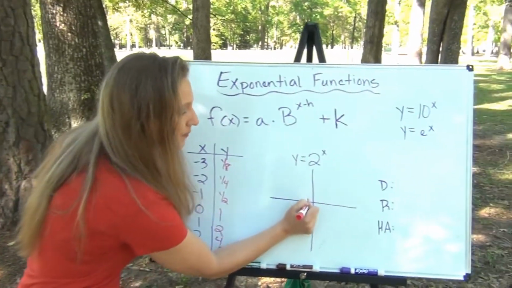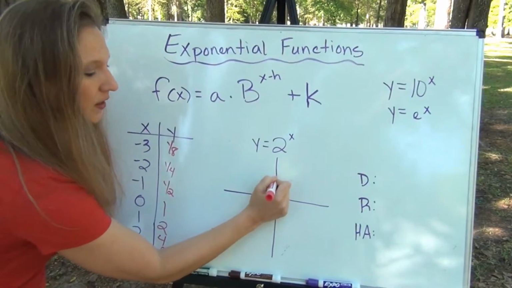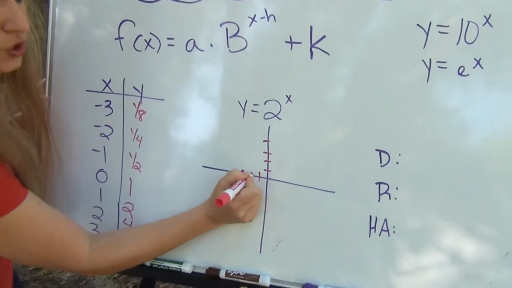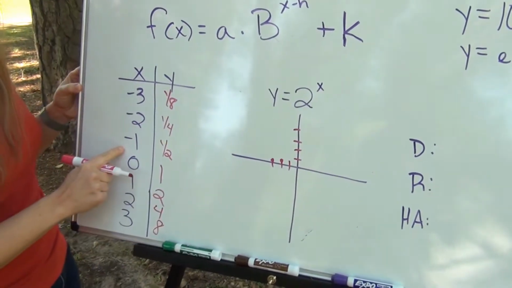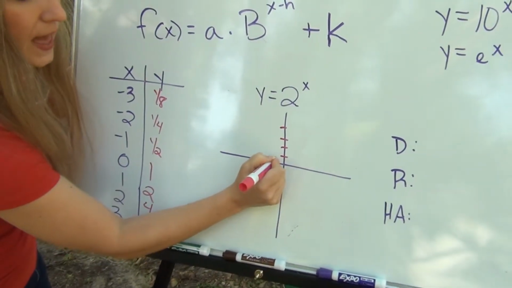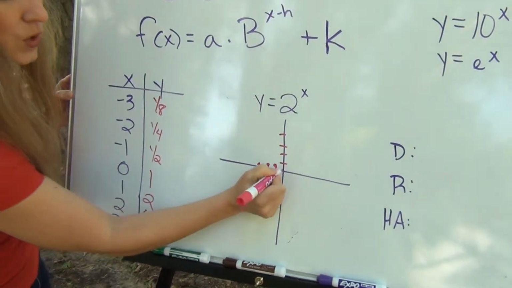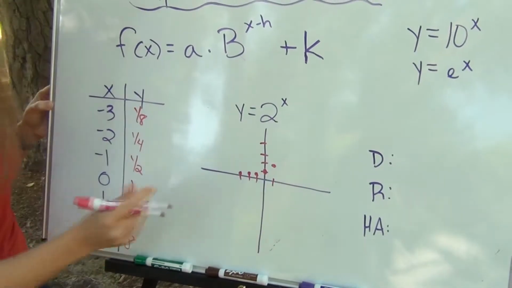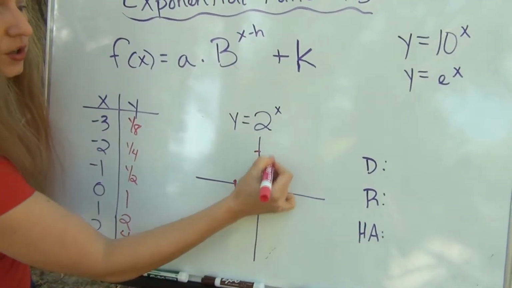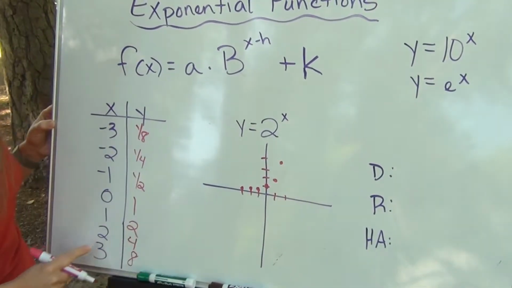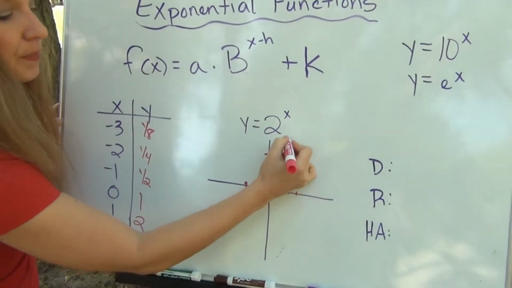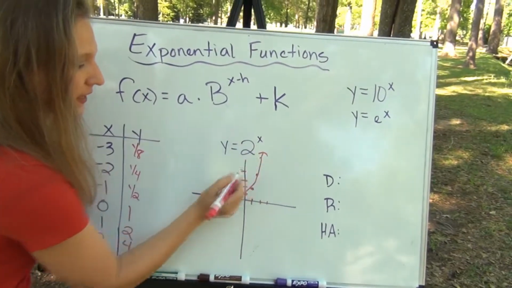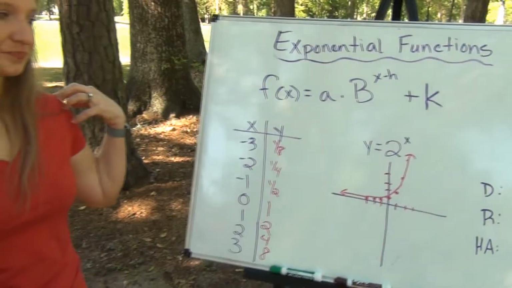If I graph these, -3, 1/8, -2, 1/4, -1, 1/2, 0, 1, 1, 2, 2, 4, and last 3, 8. So we can see the exponential graph is going to look something like that.